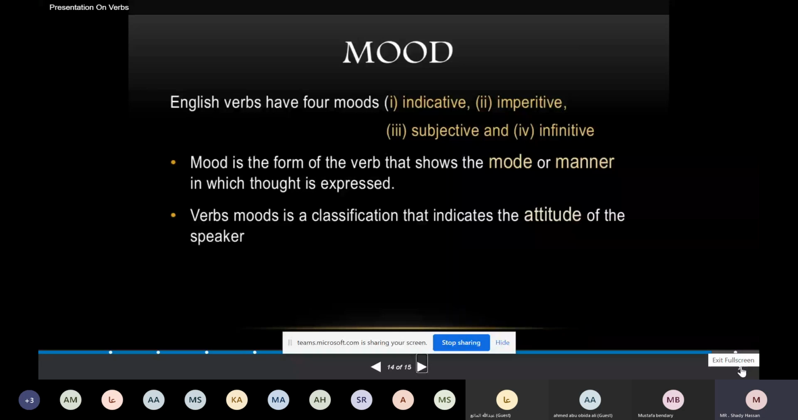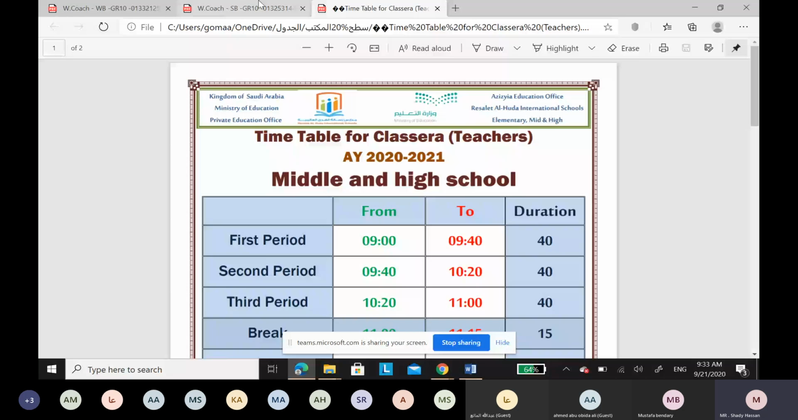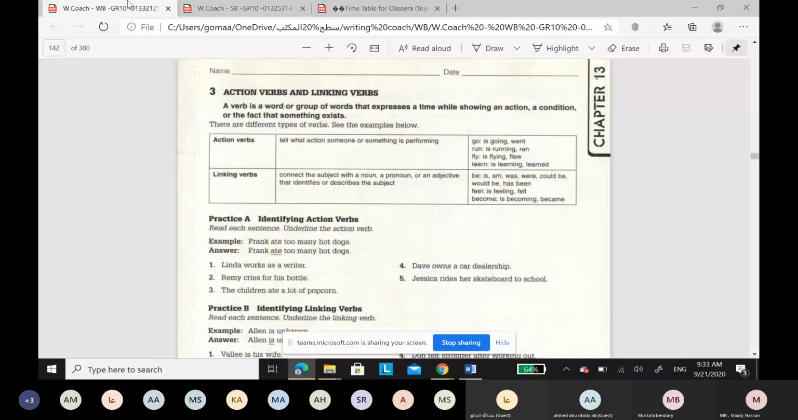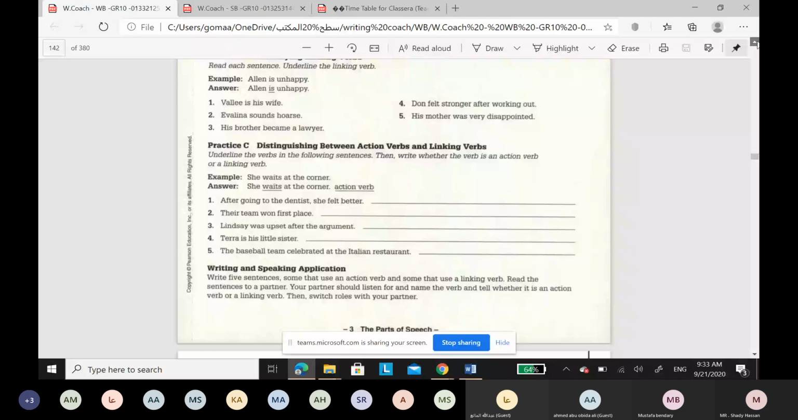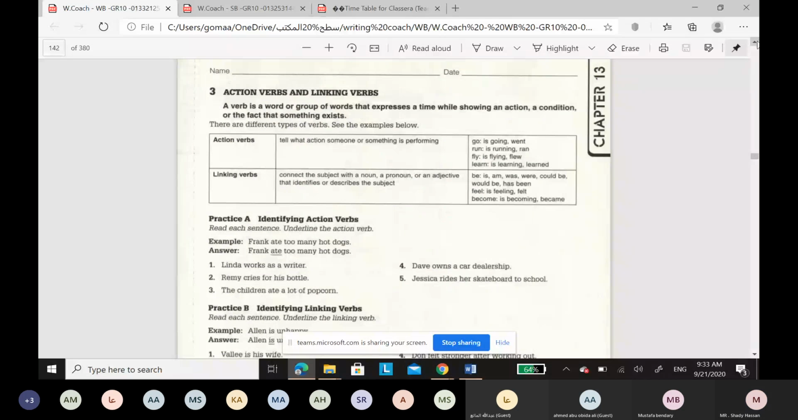So right now, let's move to our book for today. Well, please turn your books to page number 3 in the grammar section. Can you get this page? Yes, yes. Good.